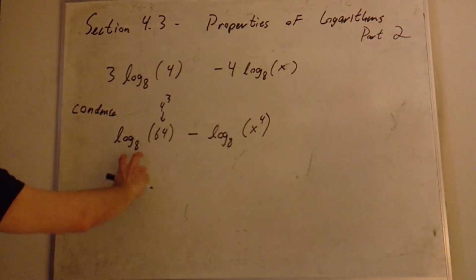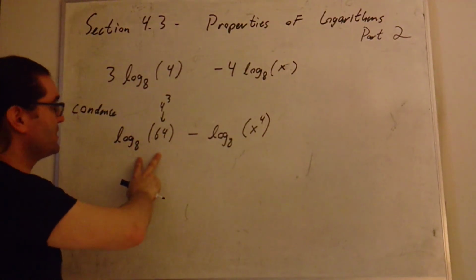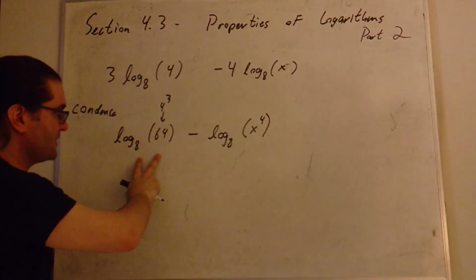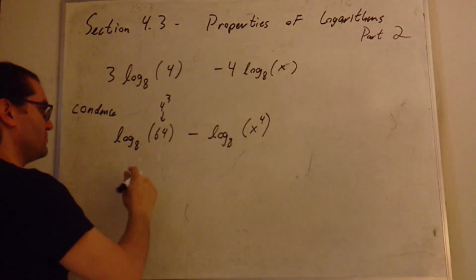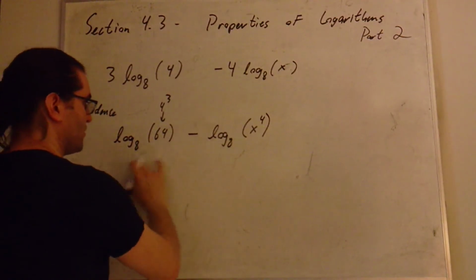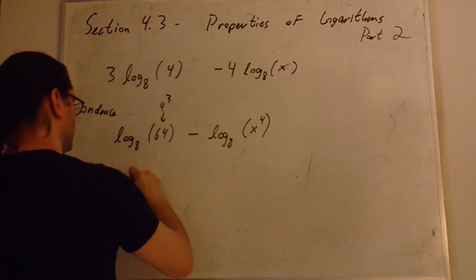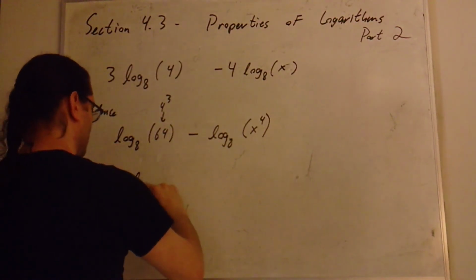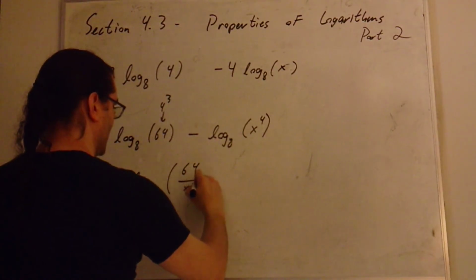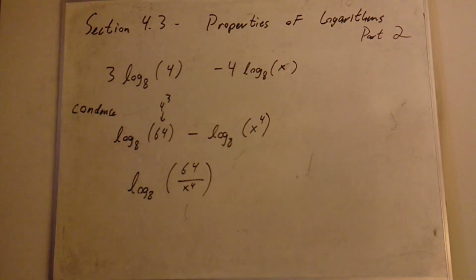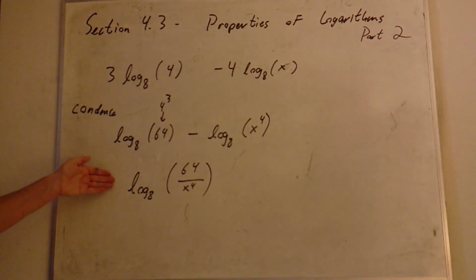Now, at this point, some of you may think, well, that's just 2. And it is, but that's not what I want to do in part of this condensing thing. If I want to condense this, I want it all to be 1 log. So both of these are log base 8, so I need to turn this subtraction into a division. So we'll say the log base 8 of 64 over x to the 4. This is how I want this written as a condensed logarithm.